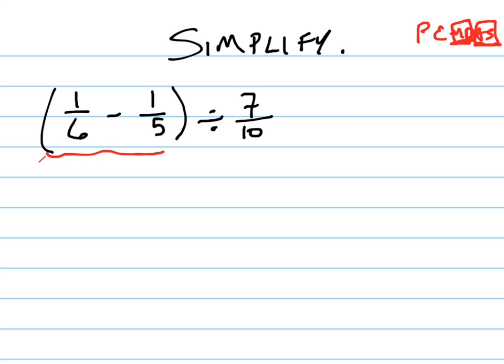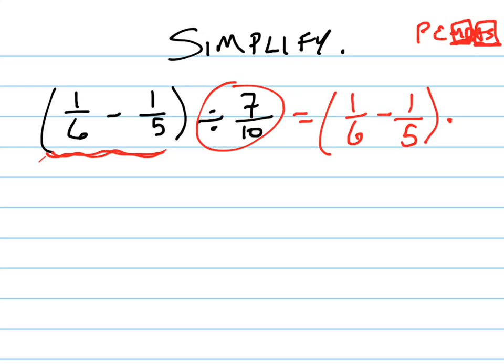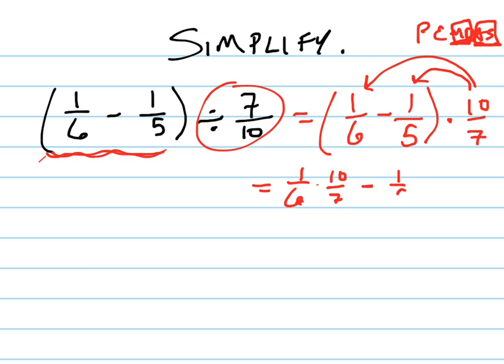So I'm first going to do what's inside here. And you could do that first, or you could multiply by the reciprocal. That's what I'm going to choose to do. So I'm going to rewrite it like this. I'm going to write equals 1/6 minus 1/5 times 10/7. And then I distribute the 10/7 in, and I get 1/6 times 10/7 minus 1/5 times 10/7, and then I will be able to cancel common factors right there.